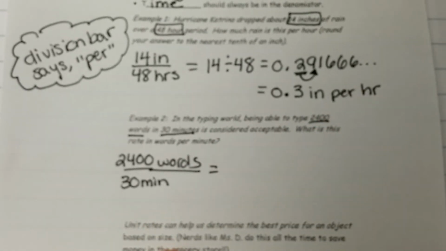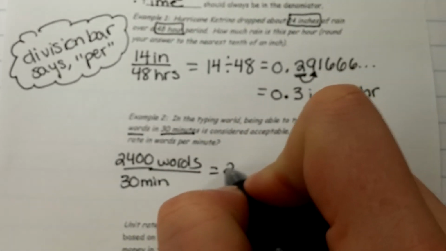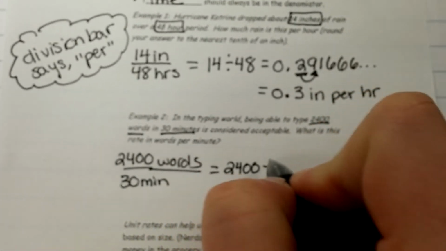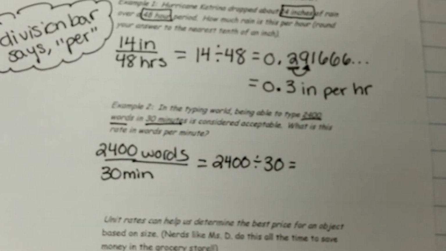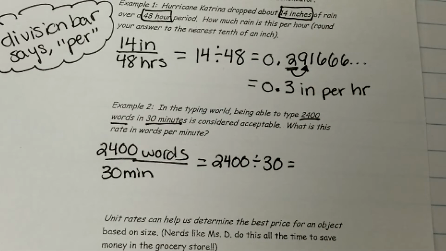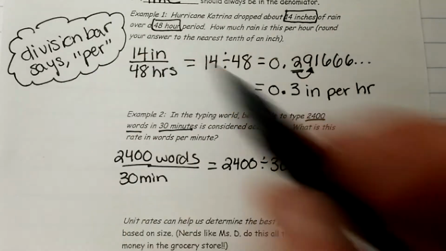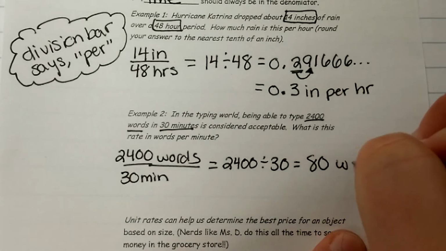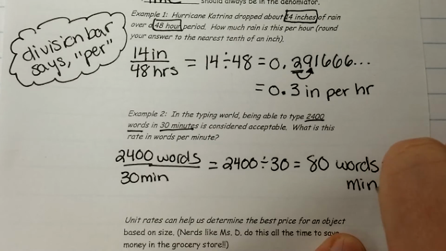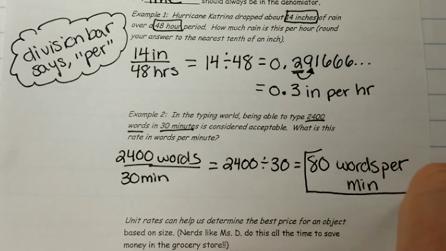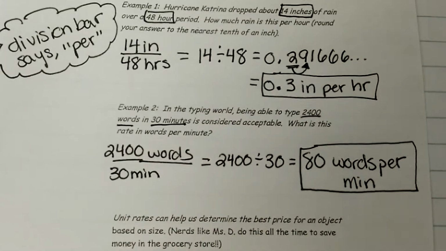Alright, numerator divided by the denominator. So I have 2,400 divided by 30. So 2,400 divided by 30 gives me 80. And our units, words per minute. Remember, the division bar always says per, so words per minute. And please, please, please make sure you include your units in your final answer here. Let me box that one in. I didn't do that earlier.